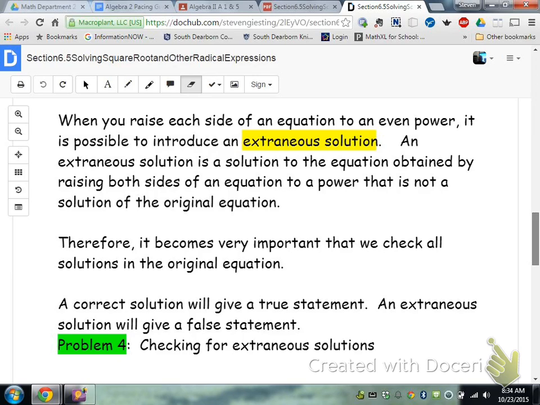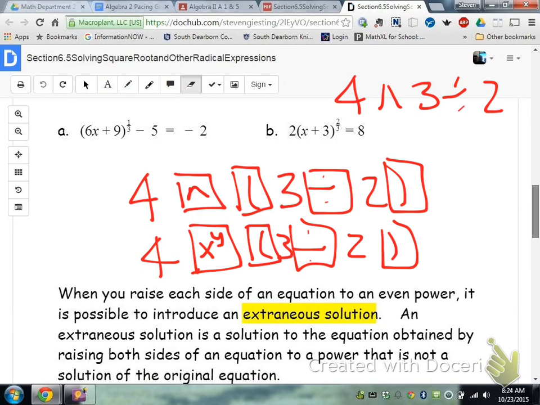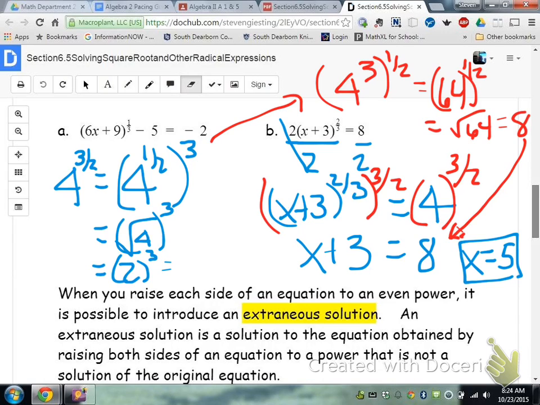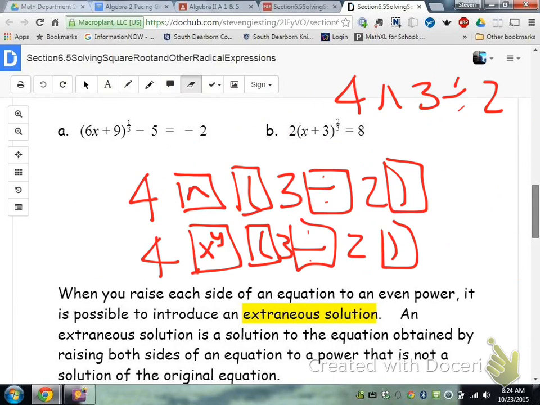Now, when we're solving radical equations, where we're raising both sides to an even power, it's possible to introduce an extraneous solution. An extraneous solution is a solution to the equation obtained by raising both sides, but it's not a solution to the original. Because if we go back and look at our work, we know that x equals 5 is the answer right here, because that's the solution of x plus 3 equals 8. But just because it's a solution to this equation, it may not be a solution to the original.